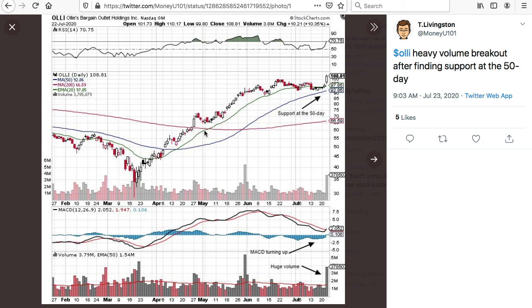Okay, so that's what I meant by volume confirming the trend. We see this heavy volume rally, low volume pullback, and then boom, heavy volume coming in as it makes a new high. Excellent, excellent looking chart.